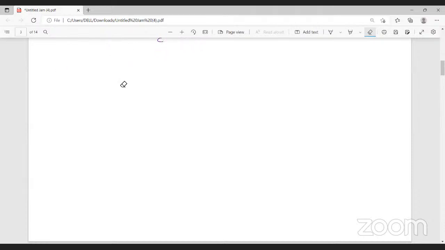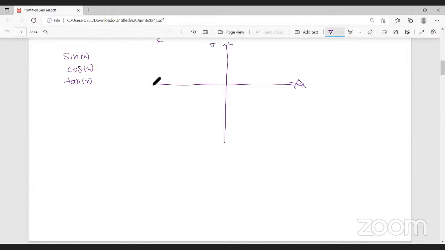So what are the basic trigonometric functions we have? That is sine, cos, and tan. If I draw the x-axis, taking this as degrees, it will be 0, pi by 2, pi, 3 pi by 2, and 2 pi.